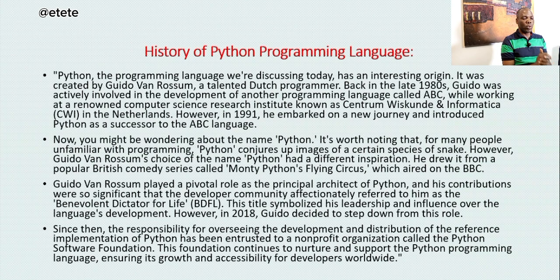Guido van Rossum played a pivotal role as the principal architect of Python, and his contributions were so significant that the developer community affectionately referred to him as the Benevolent Dictator for Life. This title symbolized his leadership and influence over the language's development. However, in 2018, Guido decided to step down from this role. Since then, the responsibility for overseeing the development and distribution of the reference implementation of Python has been entrusted to a non-profit organization called the Python Software Foundation. This foundation continues to nurture and support the Python programming language, ensuring its growth and accessibility for developers worldwide.